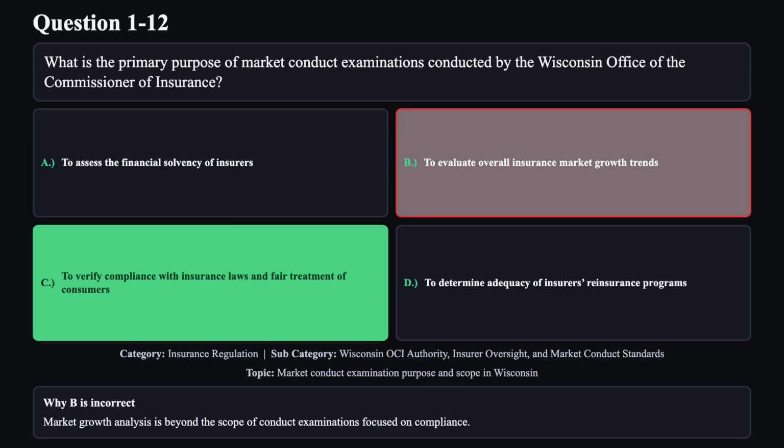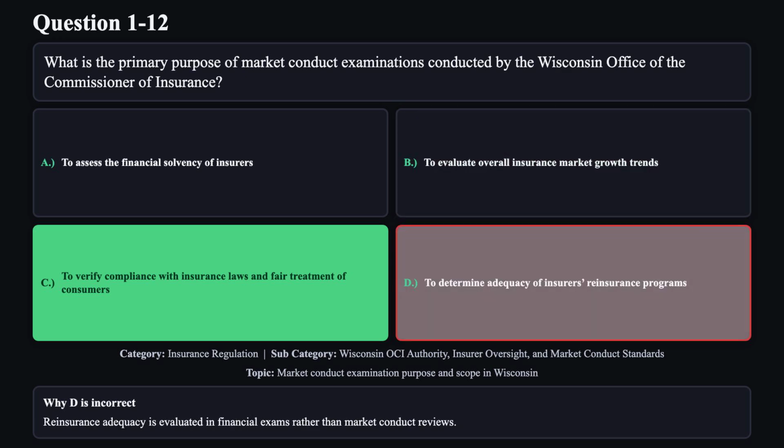Reason B is not correct. Market growth analysis is beyond the scope of conduct examinations focused on compliance. Reason D is not correct. Reinsurance adequacy is evaluated in financial exams rather than market conduct reviews.